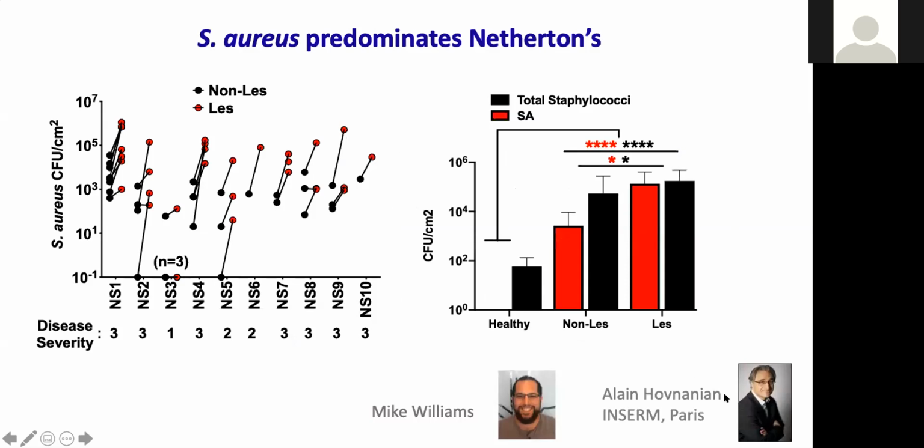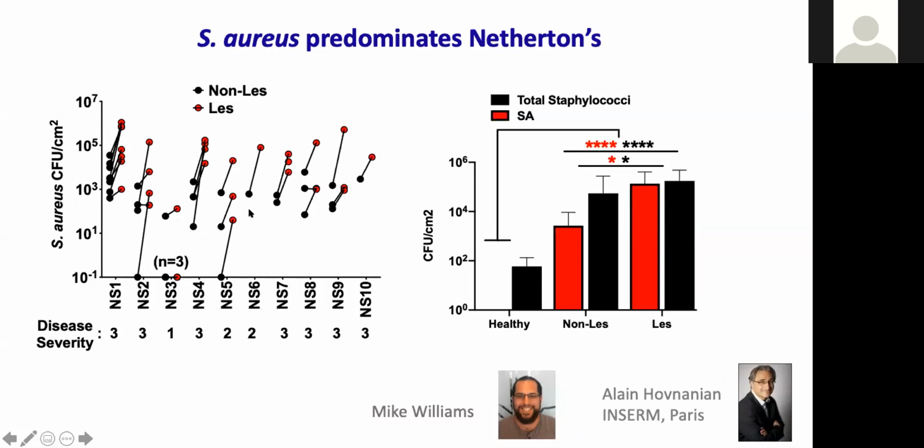So we conducted a study with Alain Hovnanian in France. He's one of the world's leaders in Netherton syndrome. He's the guy who actually cloned the mutation and led to us understanding how SPINK5 causes this. We had 10 Netherton syndrome patients followed over time, with different numbers of time points for each individual, looking at how severe their disease was and what their microbiome was like.